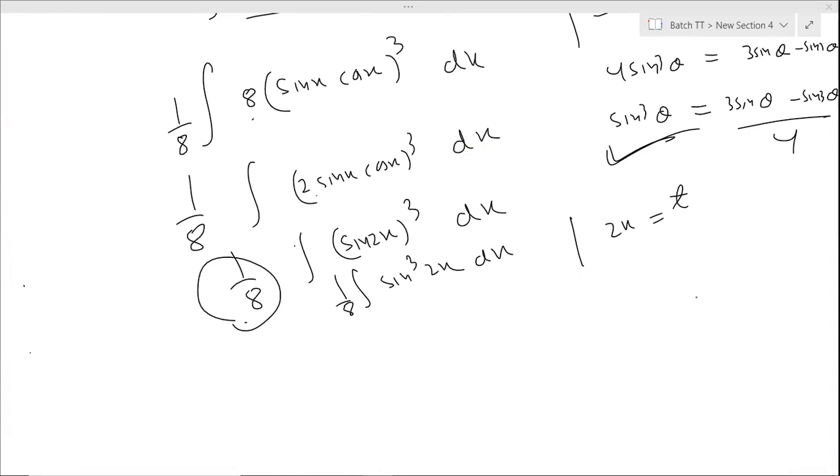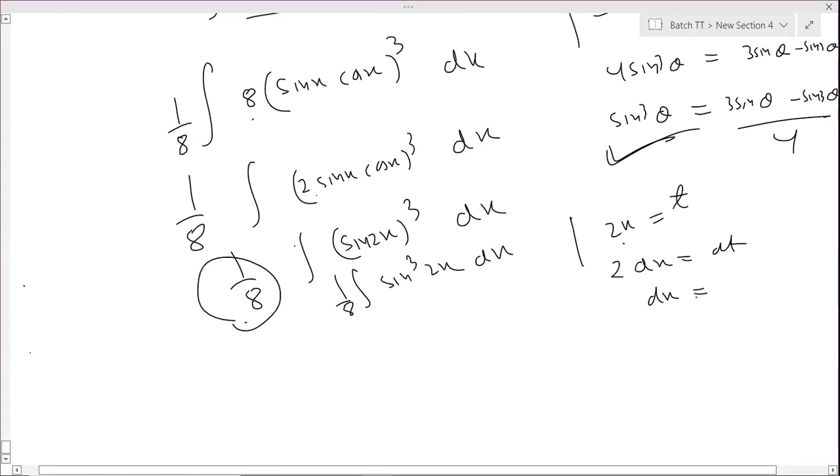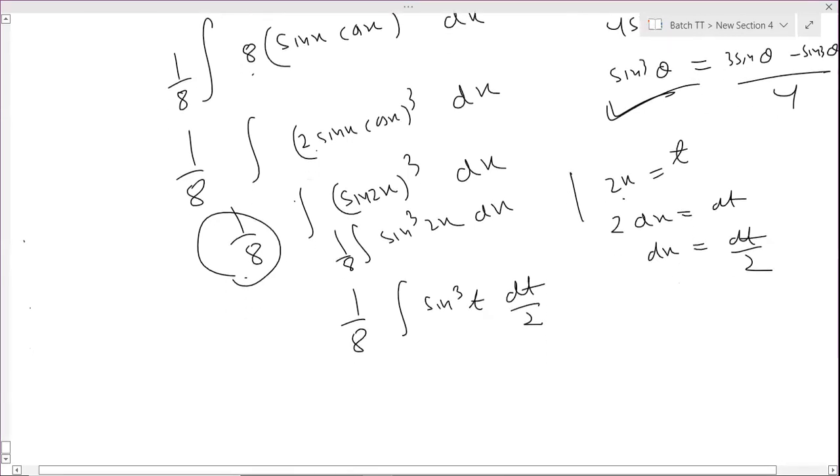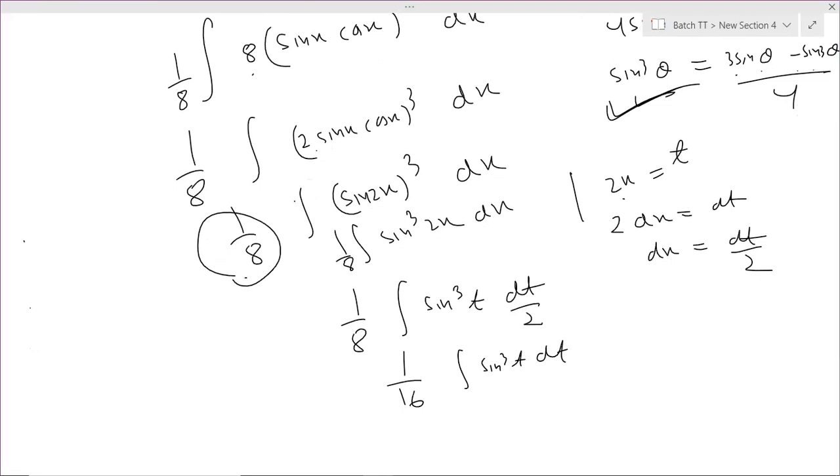All right, so how to solve this? You can put 2x equals t, so 2 dx will be dt, so dx will be dt by 2. So this question becomes 1 upon 8 integration of sine cube t dt by 2. You can take this half outside, so 1 upon 16 integration of sine cube t dt. For sine cube t, you can put 3 sine t minus sine 3t upon 4. So this is 1 upon 16 integration of 3 sine t minus sine 3t upon 4.